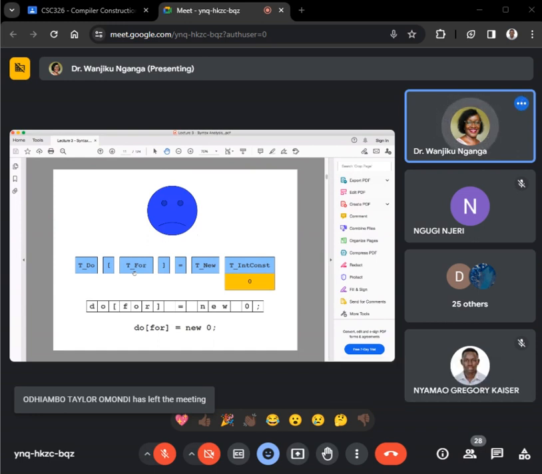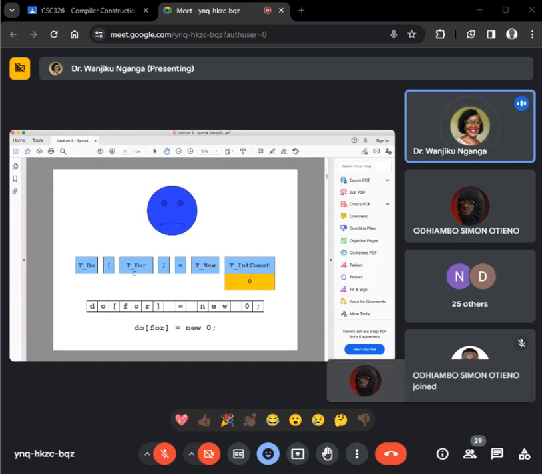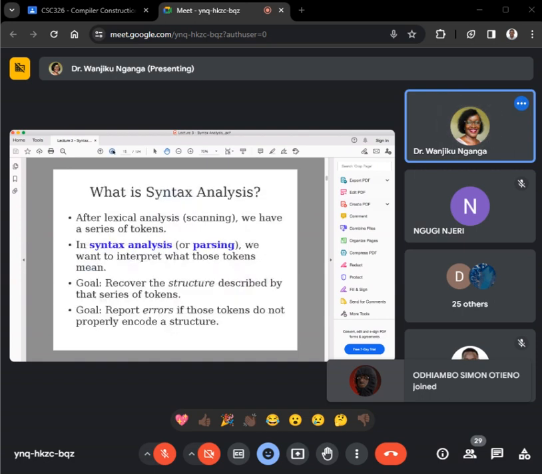So really that's what the parser is supposed to do. Receive the input from the scanner, check whether that input is generated by the grammar by ensuring that you can come up with a parse tree. If yes, accept. If not, generate an error, a syntax error. Okay. So what is syntax analysis?